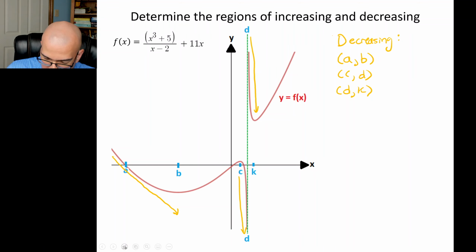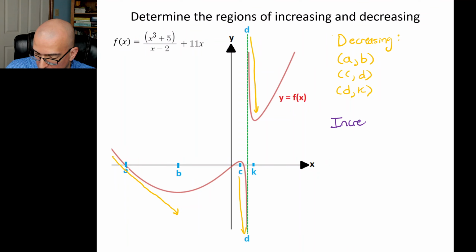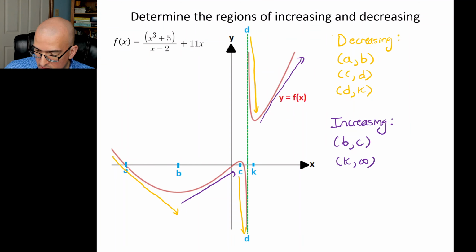Now I'm going to talk about increasing for this graph. For increasing, we see one region of increasing is from B to C. And we see another region of increasing is from K onward, from K to infinity. So I'm also going to say it's decreasing probably from negative infinity to B. And I'll say that includes A to B. It includes that part of the number line.